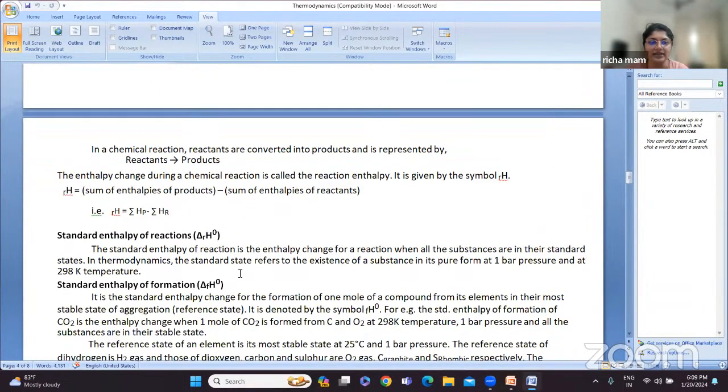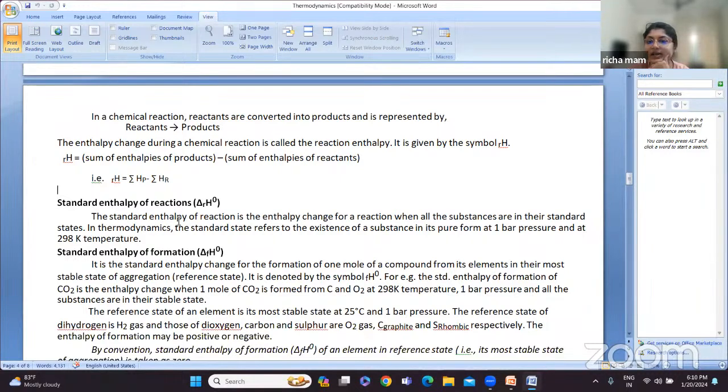Now, what is standard enthalpy of reaction? The enthalpy of reaction is the enthalpy change for a reaction when all the substances are in their standard state. So when all the substances are in the standard state, it is called the standard enthalpy of reaction. The standard state refers to the existence of a substance in its pure form, that is at 1 bar pressure and at 298 Kelvin temperature. So this is about standard enthalpy of reaction.